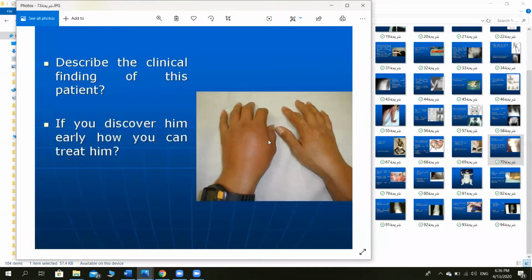This is a chronic hand swelling, and there is deformity of the fingers. Most of these deformities result from rheumatoid arthritis.